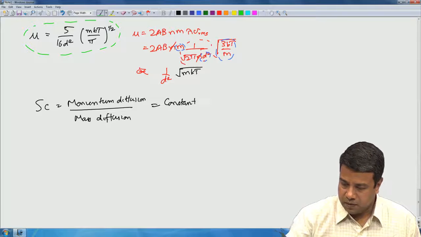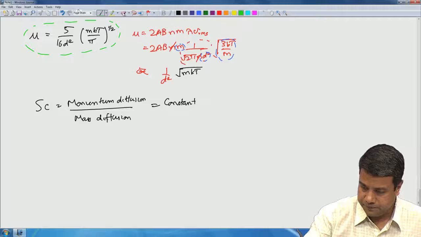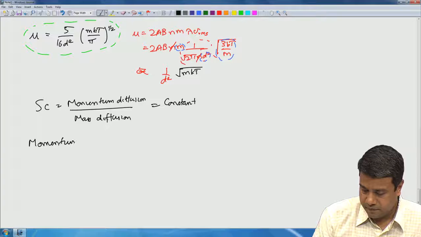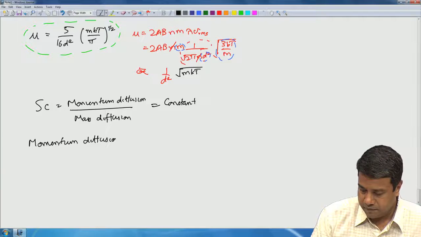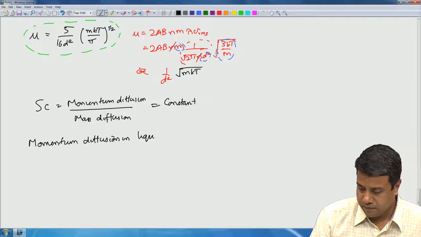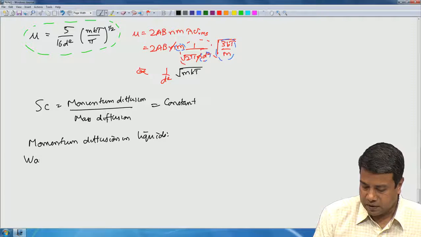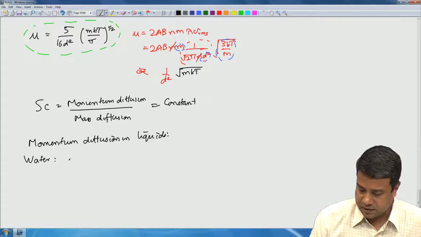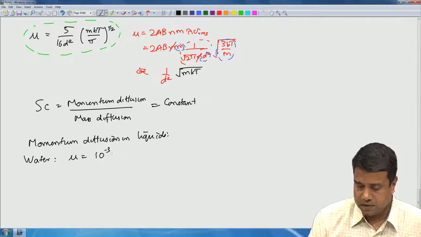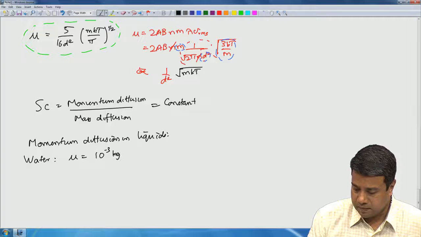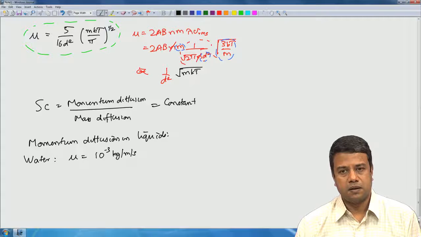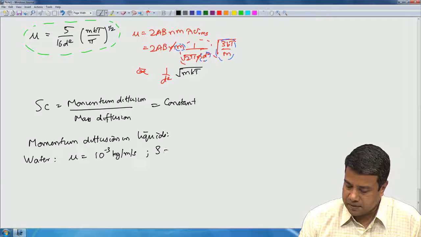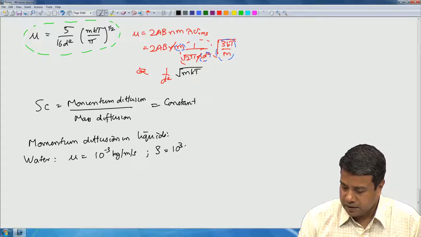Now, momentum diffusion in liquids. Take the simple case of water molecules. Liquid water has a viscosity which is about 10 power minus 3 kilogram per meter per second, and the density is approximately 1000 kilograms per meter cubed.